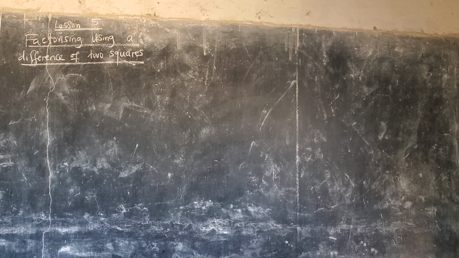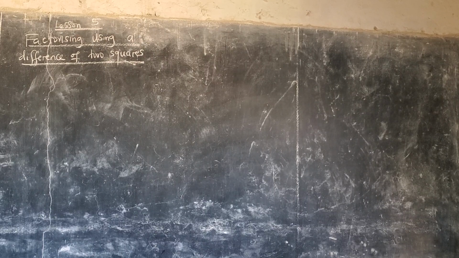Okay, so we're looking at lesson 5. Lesson 4 was about factorizing of quadratic expressions, and lesson 5 is now about factorizing using a difference of two squares. Now, what do you understand by that?